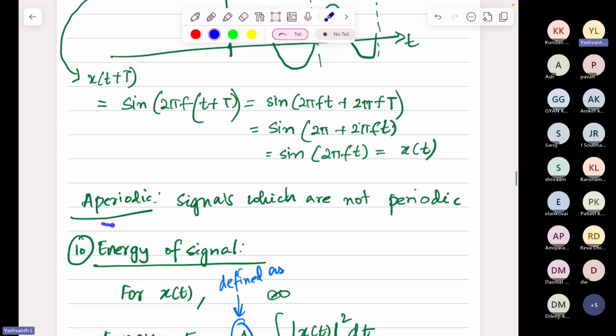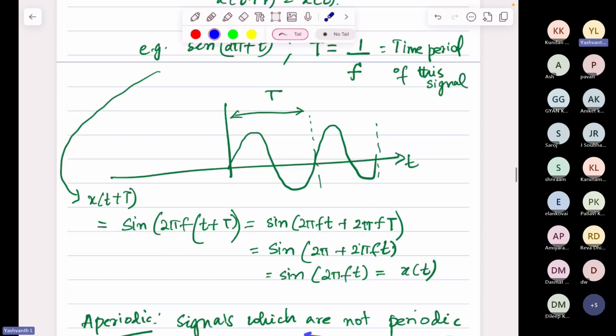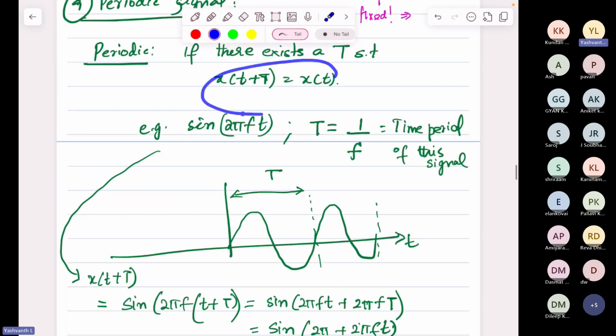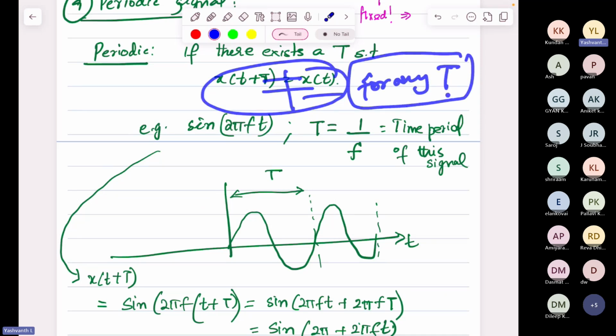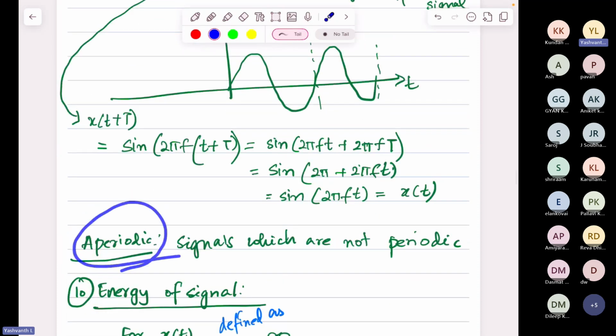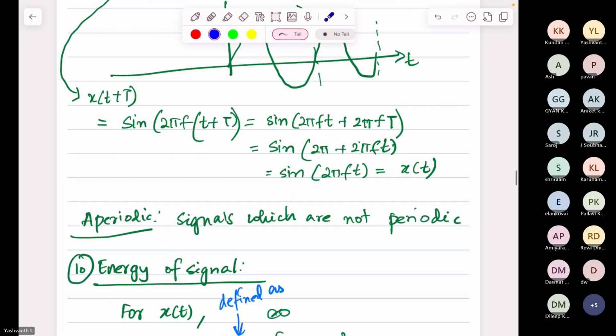Now, the corresponding analogy is an aperiodic signal, meaning whichever signal is not periodic. That is, you cannot express x of t plus capital T as equal to x of t for any capital T. No matter what capital T you give, this equality will not hold. It will never be equal. Those kinds of signals are called aperiodic. That is, those signals which are not periodic are called aperiodic signals.